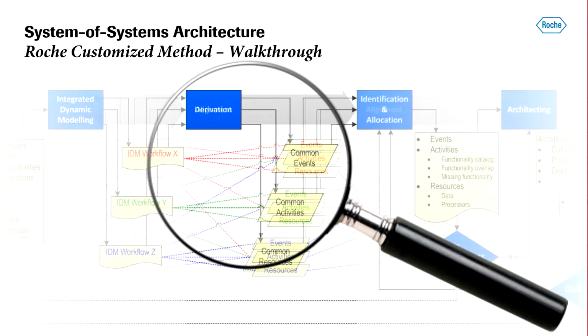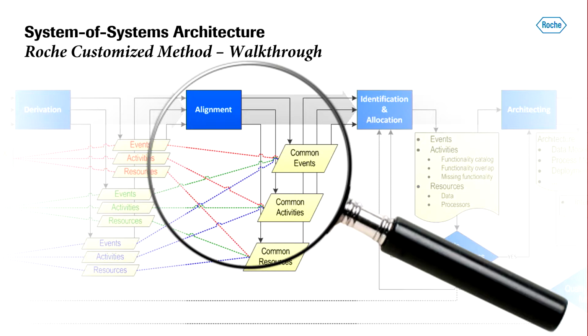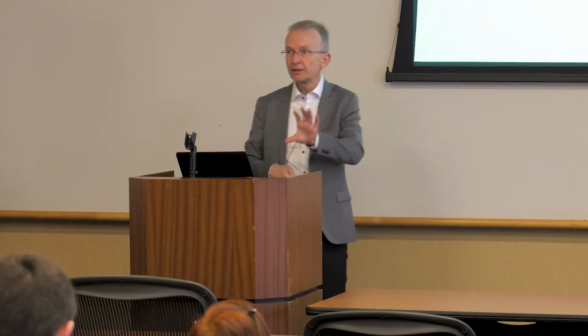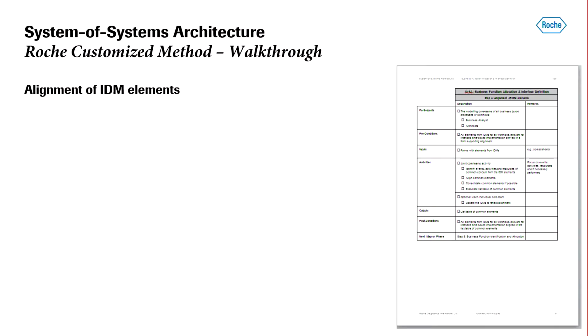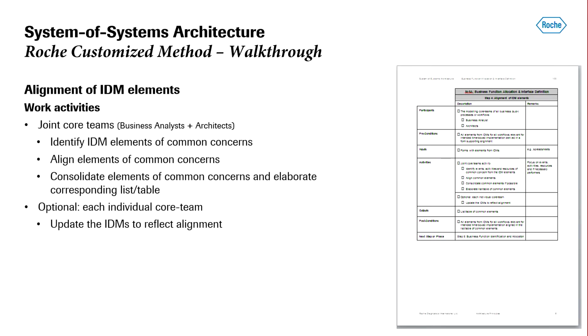The next step is the alignment step, when we are looking for the elements of common concerns for all the participating workflows. Here we are putting the teams together for the first time. The core teams are jointly going to a workshop, and we try to identify first of all the elements of common concerns. What are the data objects which we are exchanging, for example, we are dealing with?